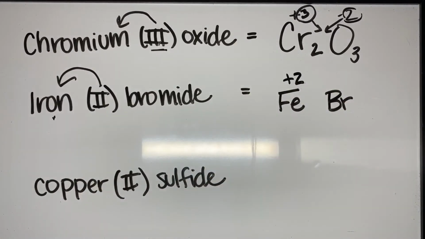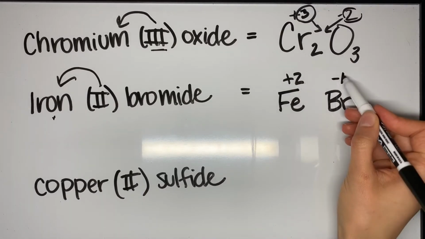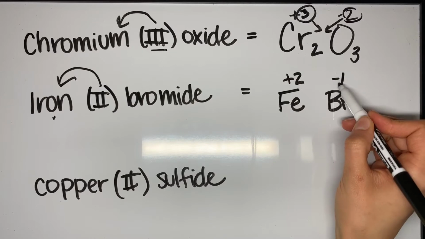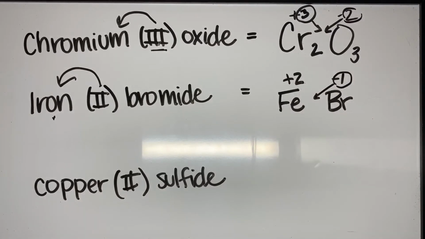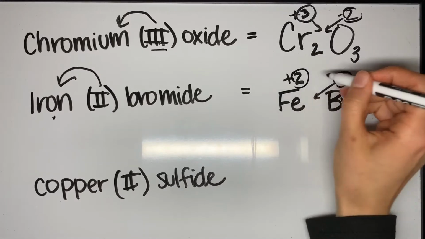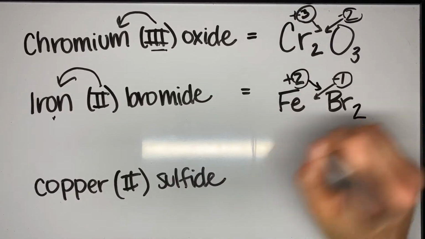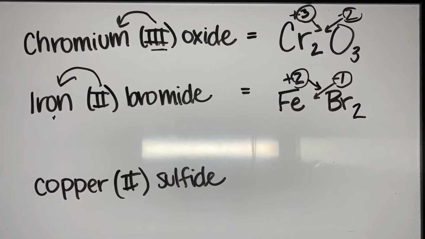Bromine, you know it's in group 17, and all elements in group 17 are going to gain an extra electron for a -1 charge. And then you just simply crisscross. So the 1 above the bromine is going to come down by the iron, but we don't write that. And the 2 above the iron comes down on the bromine for FeBr2.